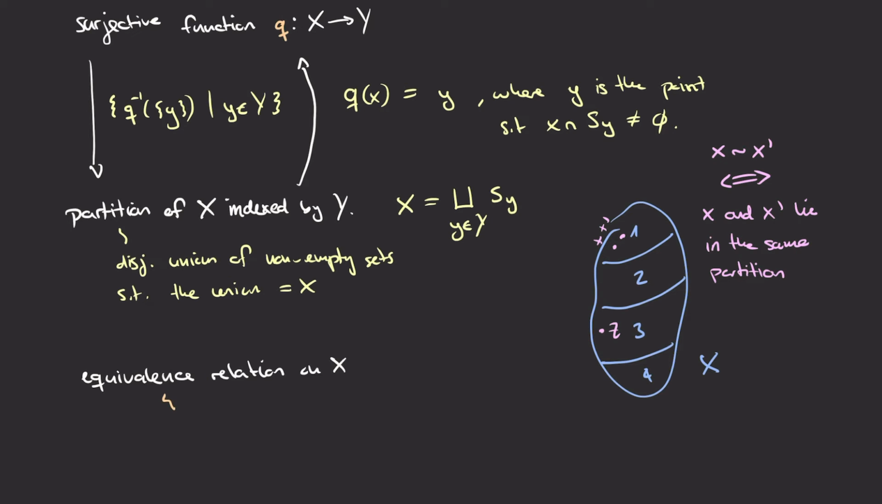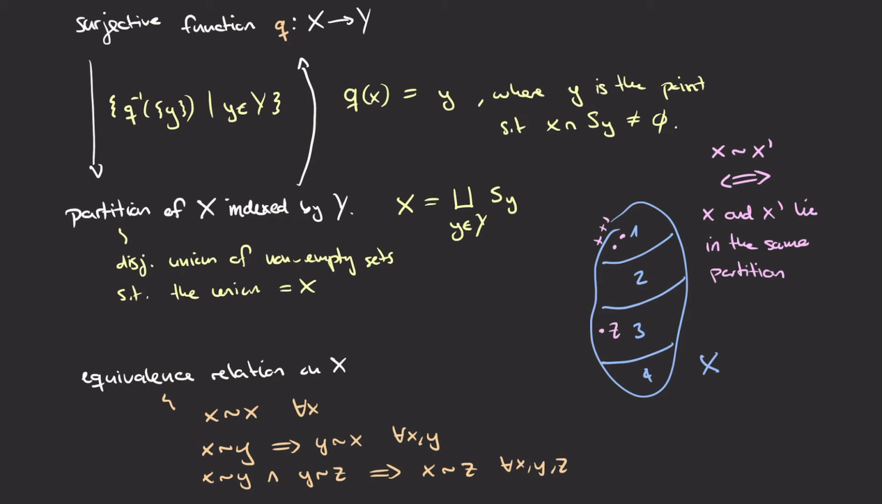Just as a reminder, an equivalence relation is a relation such that each x is related to itself. Next, an equivalence relation is symmetric. So if x is related to y, then also y is related to x for all x and y. And finally, equivalence relations are transitive. So if x is related to y, and also y is related to some z, this implies that x is related to z for all x, y, and z.